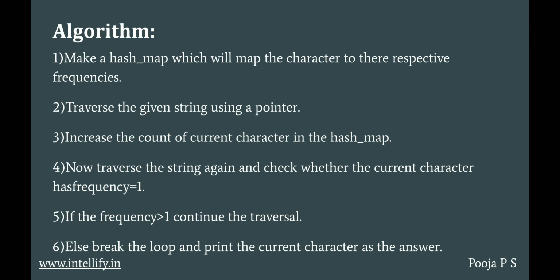Now coming to the algorithm, this is the algorithm that we follow to print the first non-repeated character from a string. The first step is we are making a hash map which will map the character to the respective frequencies, and then we are traversing the given string using a pointer, and we are increasing the count of the current character in the hash map.